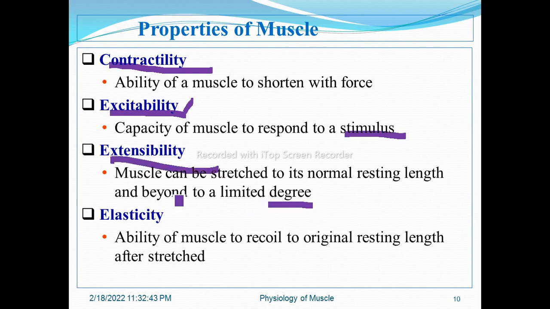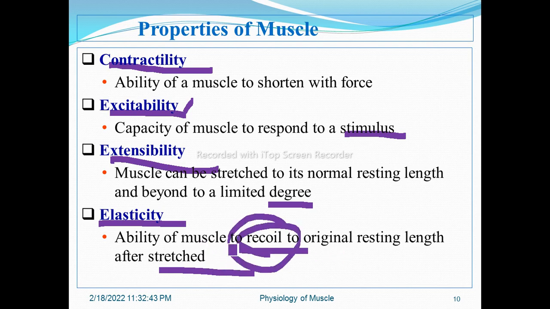The other is elasticity. Elasticity is the ability of muscle to recoil to its original resting length after stretch. Whether the material regains its original resting length after stretching depends on elasticity, which is very important for recoiling. Some proteins give us elasticity, like titin. The other is conductivity, the ability to propagate electrical signals over a membrane.